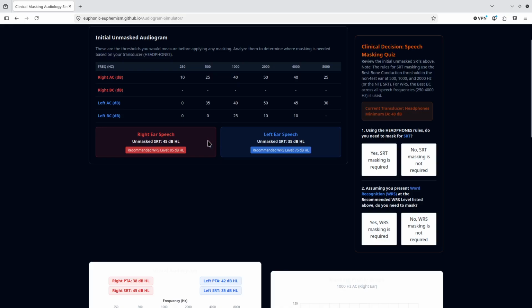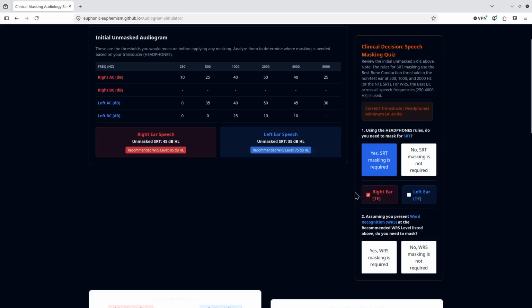we have to compare it to best bone conduction now. So SRT 45 versus best bone conduction of 0, that's a 45 dB difference with a transducer that has an interaural attenuation of 40. So we've got to mask for the right ear SRT. How about the left ear SRT? 35 minus 0, we don't need a mask for the left ear SRT.